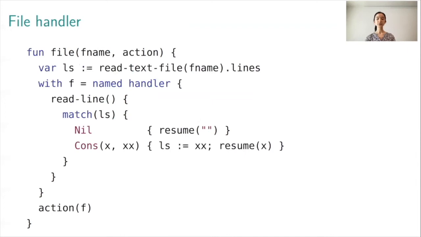The interpretation of readLine is defined as the file function. The function takes in a file name fname and an action. Given these arguments, the file function stores the content of the file using a library function provided by Koka. It then creates a handler named f and runs the action by passing f to the action. When the readLine operation is called during the evaluation of the action, it is interpreted as the first line of the file or an empty string.